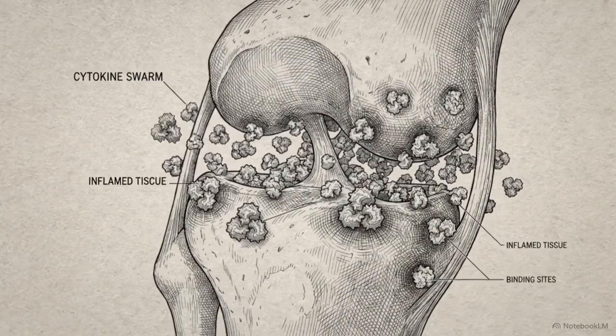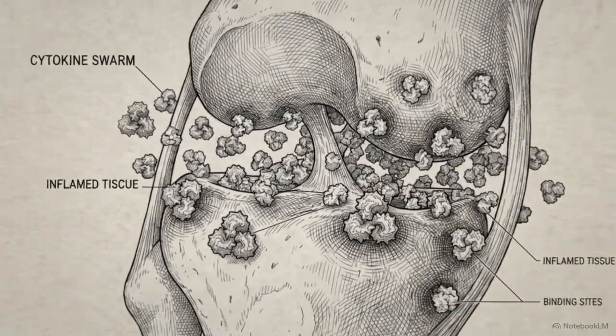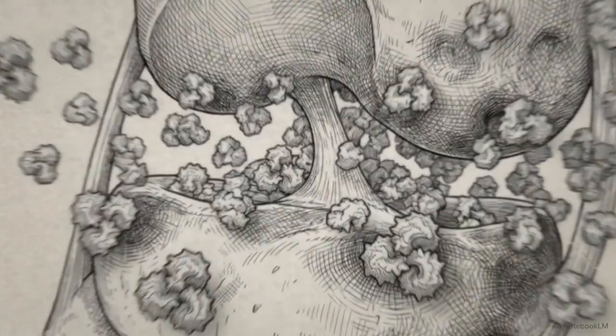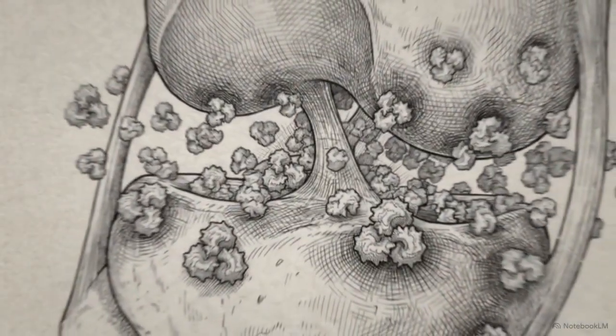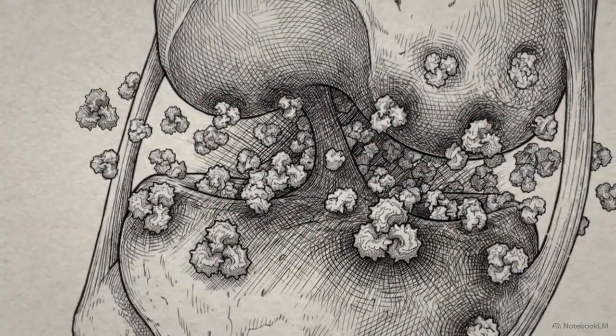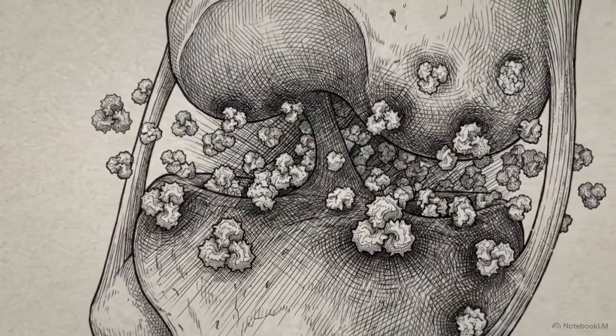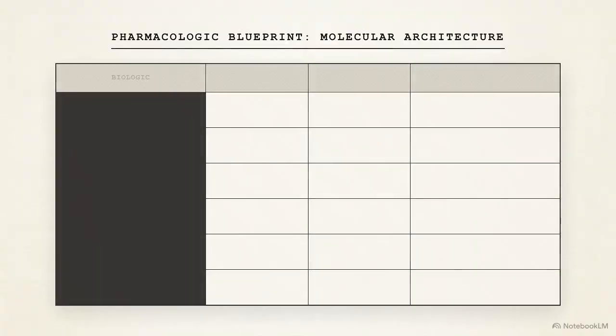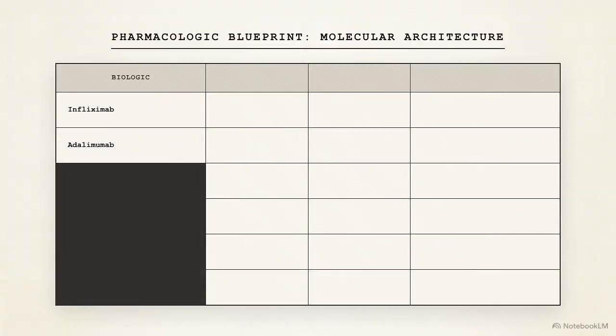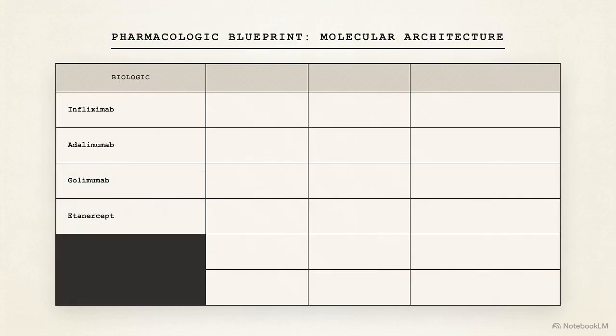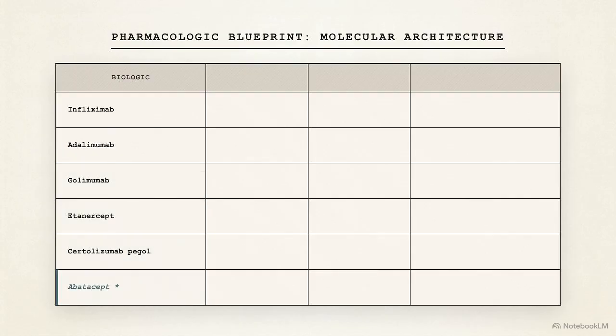In the pathology of rheumatoid arthritis, the joint space becomes a localized battleground flooded with pro-inflammatory cytokines, chief among them tumor necrosis factor alpha, or TNF-alpha. To neutralize this threat, clinicians deploy 5 anti-TNF biologic DMARDs, along with an outgroup biologic, abatacept.